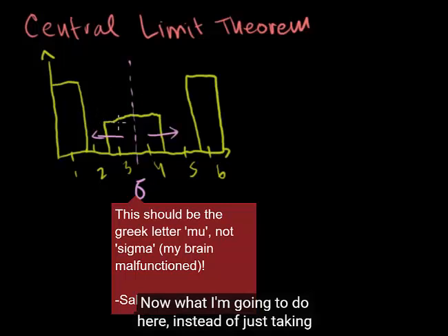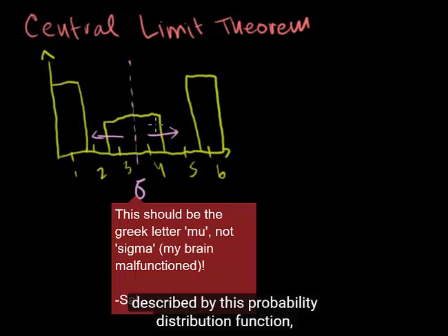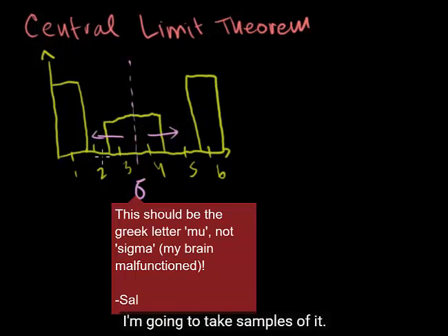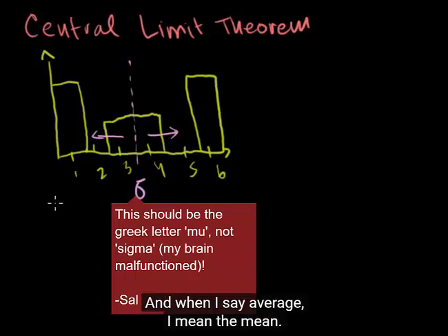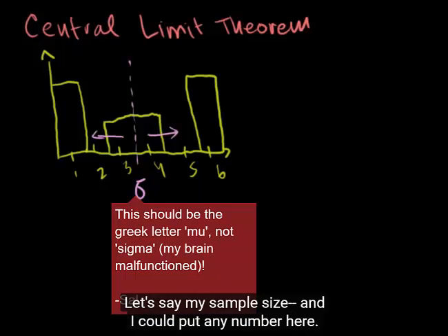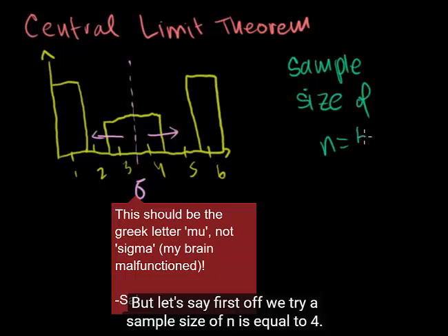Now what I'm going to do here, instead of just taking samples of this random variable that's described by this probability distribution function, I'm going to take samples of it, but I'm going to average the samples and then look at those samples and see the frequency of the averages that I get. And when I say average, I mean the mean. So let me define something. Let's say my sample size, and I could put any number here, but let's say first off we try a sample size of n is equal to 4.